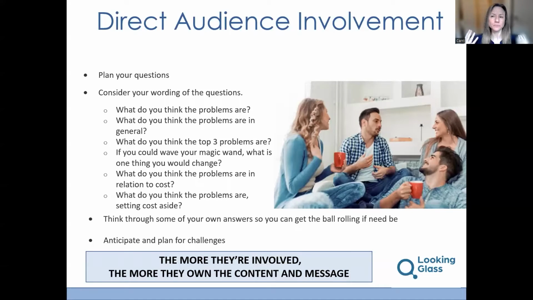All right, great. So those are the risks of direct audience involvement. It also simply takes up time, yeah? Compared with indirect audience involvement, once you start doing a brainstorm or asking for feedback, it takes up time. You're going to have to account for that when you're planning out the session in the first place. But the powerful thing about direct audience involvement is that the more they're involved, the more they own the content and the message. It's not just you telling, it's them coming up with it. They're coming up with their own answers.